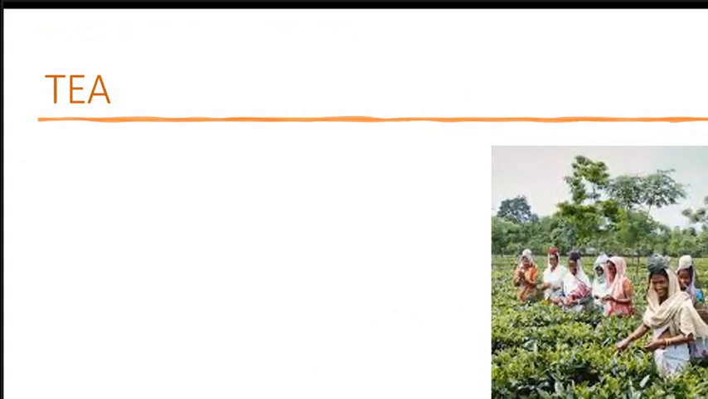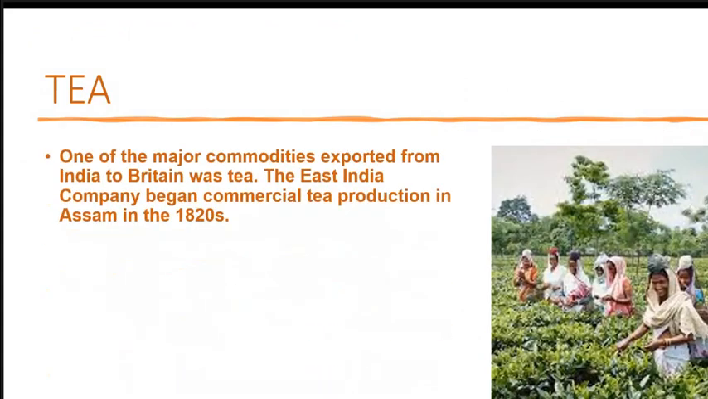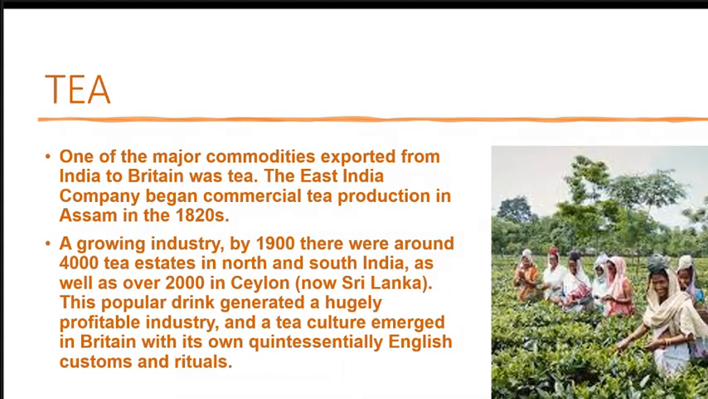Mention tea. Some of you might be tea lovers, some of you might be coffee lovers, but I need to mention tea. So one of the major commodities exported from India to Britain was tea. Again, going back to the East India Company, they began commercial tea production in Assam in the 1820s. They made a lot of money from this. It was a growing industry, and by the 1900s, there were around 4,000 tea estates in North and South India, as well as 2,000 in Ceylon, which is now known as Sri Lanka.